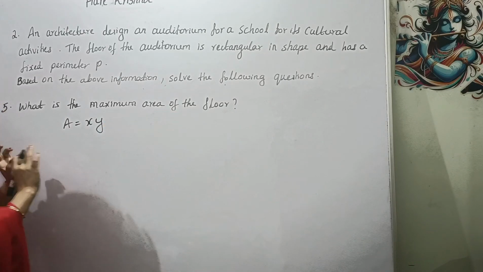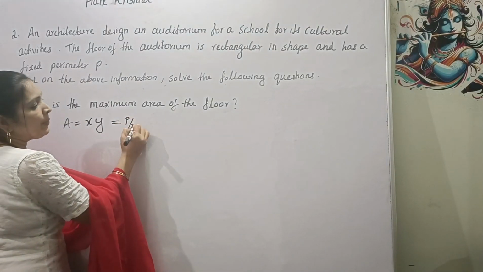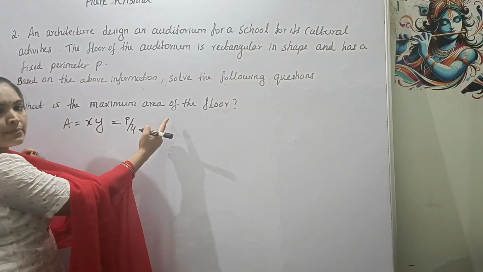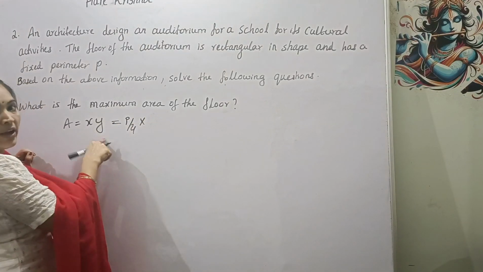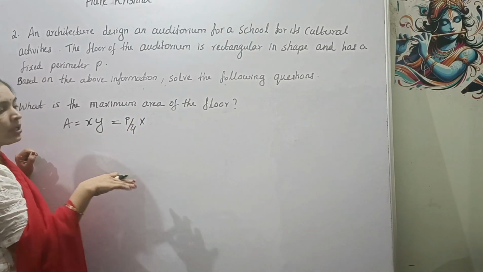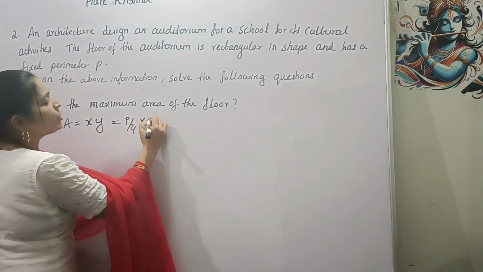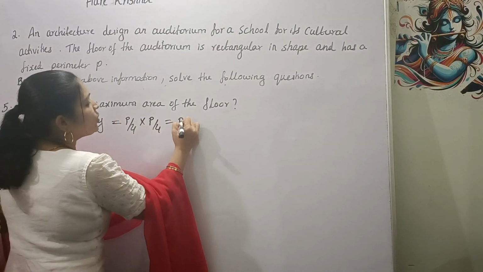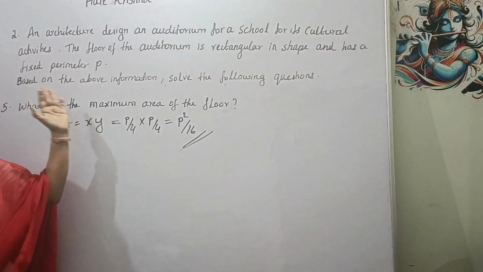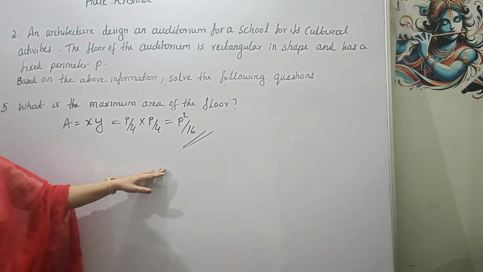So we can substitute the values. Here x is equal to p by 4 and y is equal to p by 4, at which the area of the floor is maximum, as we have already found. So A is equal to x into y, that is p by 4 into p by 4, which is equal to p square divided by 16. Therefore, the maximum area of the floor is nothing but p square divided by 16.